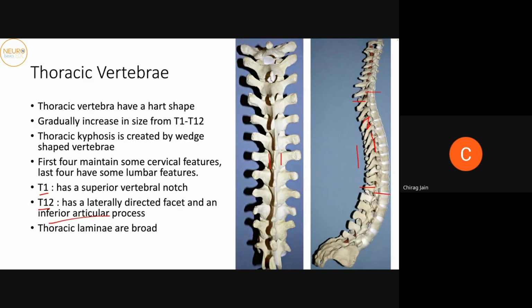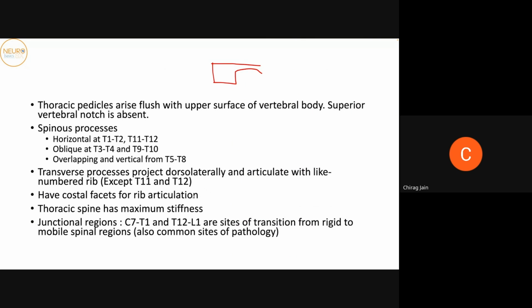The transverse processes basically point laterally and dorsally. So you can see they point laterally, and they also point posteriorly. And they connect with the ribs, except at T11 and T12. That is where the ribs do not connect with the transverse processes. So the transverse processes have costal facets for rib articulation, but not at T11 and T12.